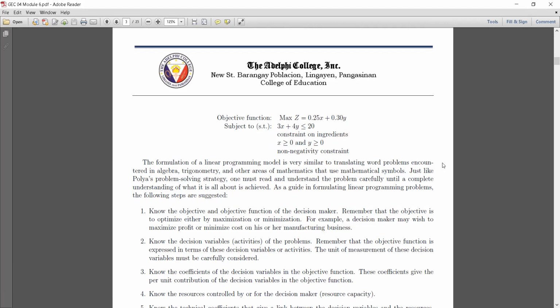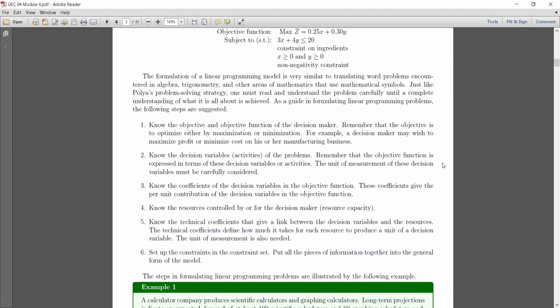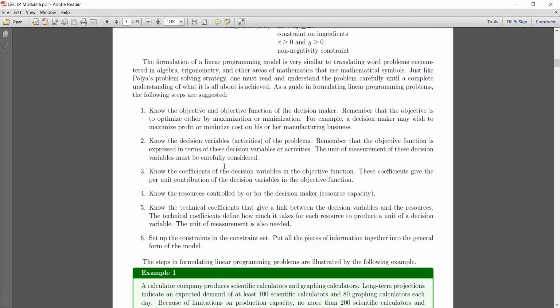So, yung paggawa ng LP model natin, halos same lang siya doon sa na-discuss na before na problem-solving strategy. That is to understand kung ano yung mga kailangan mo doon sa model mo. Okay? So, meron tayong steps dito. First is to know the objective and objective function of the decision maker. So, it's either maximization or minimization. So, yung i-optimize mo. Next, kailangan alamin mo yung decision variables mo. Okay. Number 3, kailangan mong alamin yung mga coefficients ng decision variables doon sa objective function.